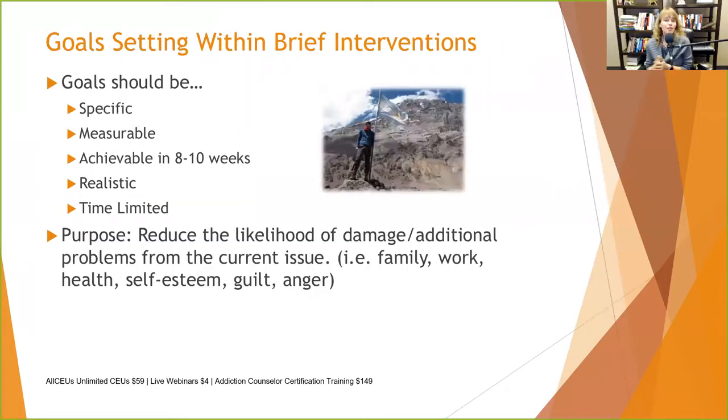Goal setting with brief intervention should be specific, like we just talked about. Those are very specific goals. It's not depression. It is looking at some of the components that are causing some of the symptoms. Specific, measurable, achievable in 8 to 10 weeks. You don't want something that's going to take a year. They should be realistic for that person.